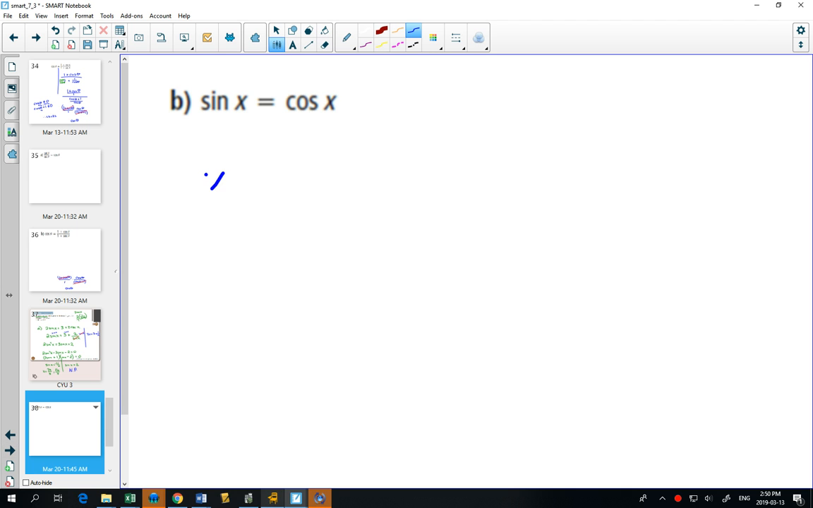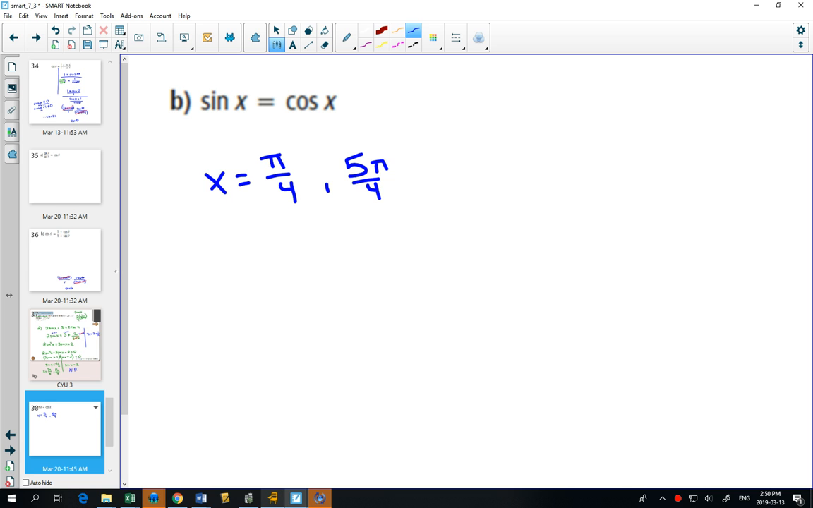45 degrees or pi over 4. Is that the only place in quadrant 1? Where else? Quadrant 3, they'll both be negative. So you could solve this one just like boom, like that. Just say, I know for my unit circle that they're the same at that place.